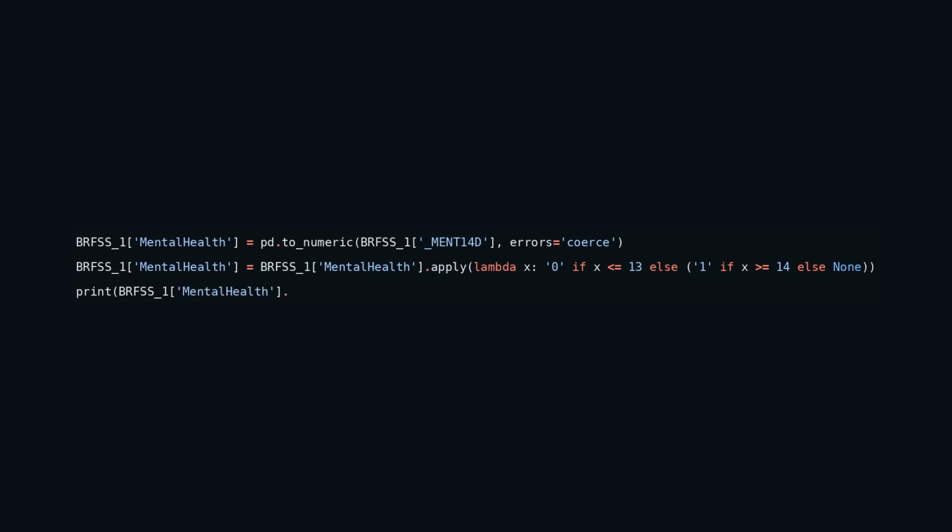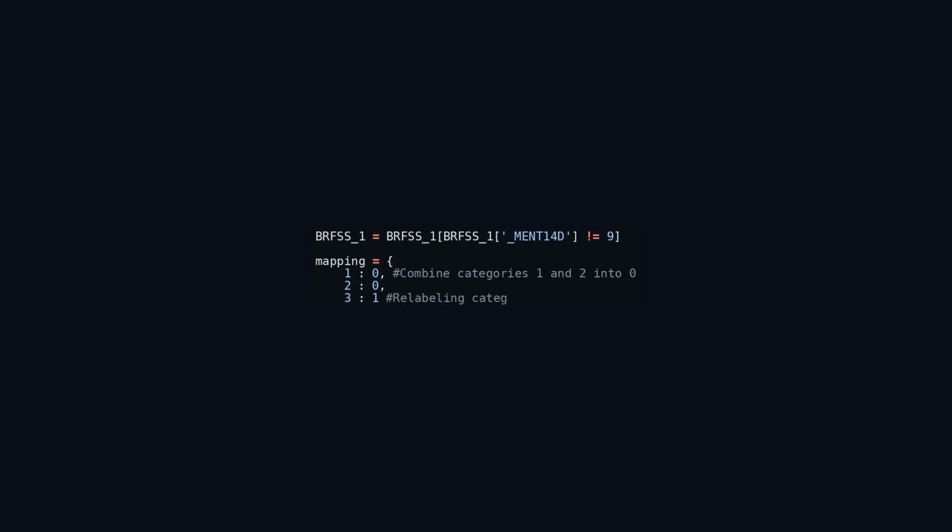Essentially, this code transforms the MEN14 column, which likely contains numerical responses for mental health surveys, into more meaningful categories: 0 for 13 or below, 1 for 14 and up. The code streamlines the data for smoother analysis and opens the door to deeper statistical work or clearer visualizations.